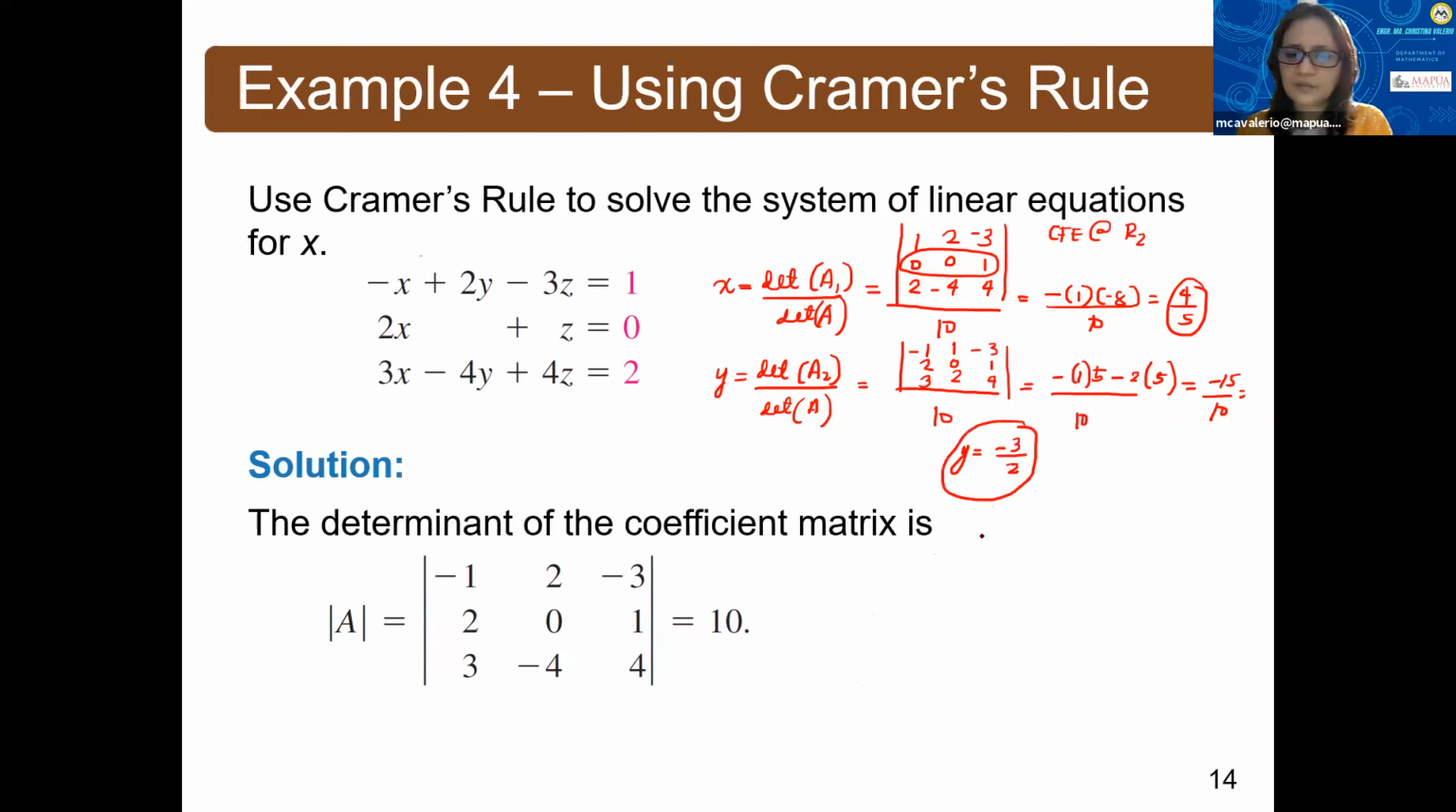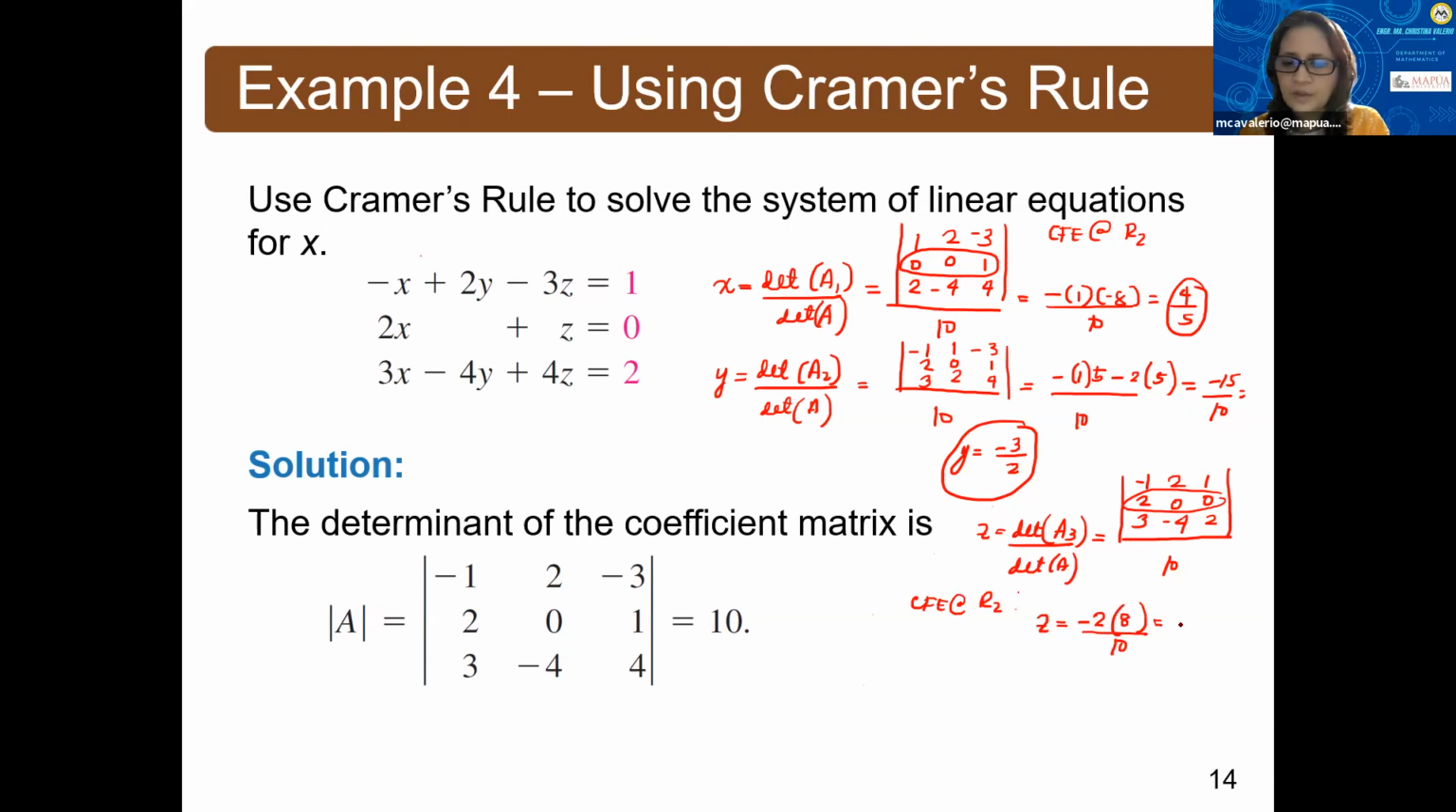Now to solve for z, this is equivalent to the determinant of A sub 3 all over the determinant of the coefficient matrix A. Again, we already have the determinant of the coefficient matrix A, which is 10, and we only need to find the determinant of A sub 3. So A sub 3 is a matrix wherein column 3 has been replaced by the column of constants, copying all the entries in column 1 and column 2 of the coefficient matrix. And then I will have here my 1, 0, 2. And again, I can see zeros in row 2. So performing a cofactor expansion at row 2, I'll have here negative 8 all over 5. So this will be my z.